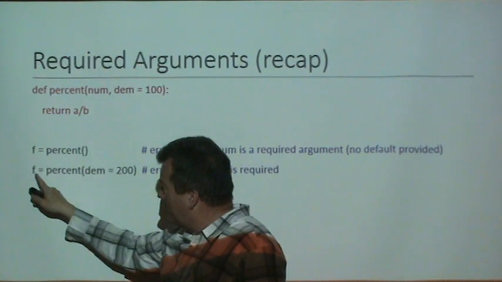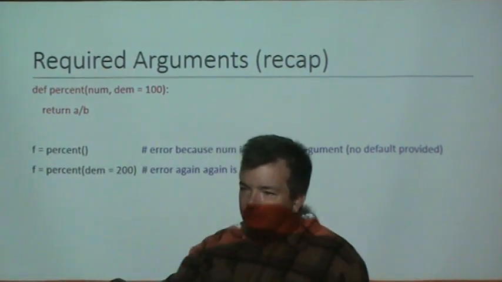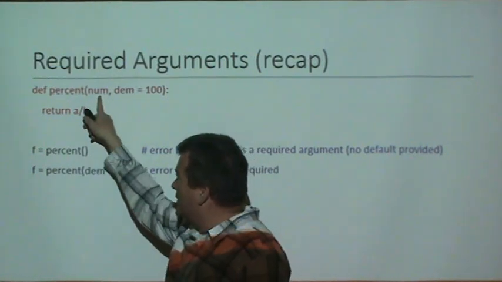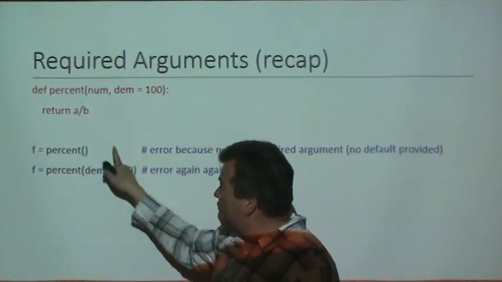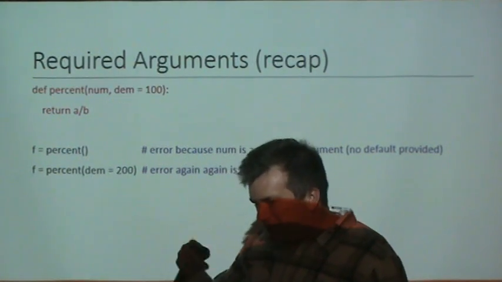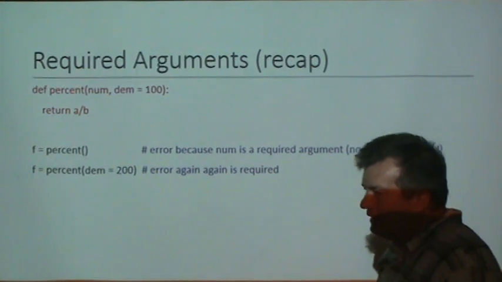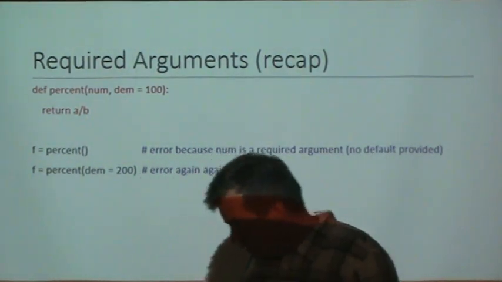Suppose I said f equals percent. I supplied the denominator, which is optional, but I didn't supply the numerator. So could it take 200 as the numerator and then have the denominator default to 100? No, because I specifically said the denominator is 200, which means I didn't supply the required parameter, which is numerator.